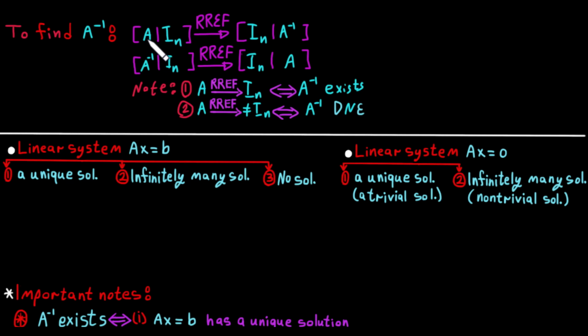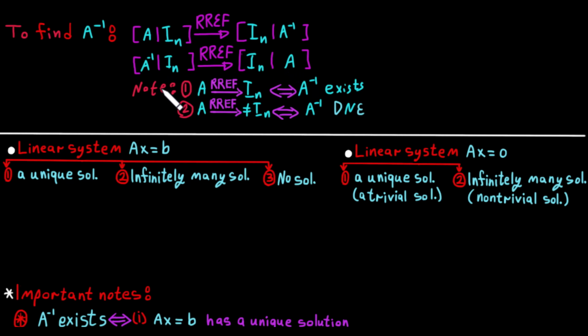If you can transform A by reduced row echelon form to the identity, then this side will transform to the inverse of A. And of course, you can go back again: if you put A inverse here and the identity here, you can go back to the identity by reduced row echelon form, and this side will go back to A.